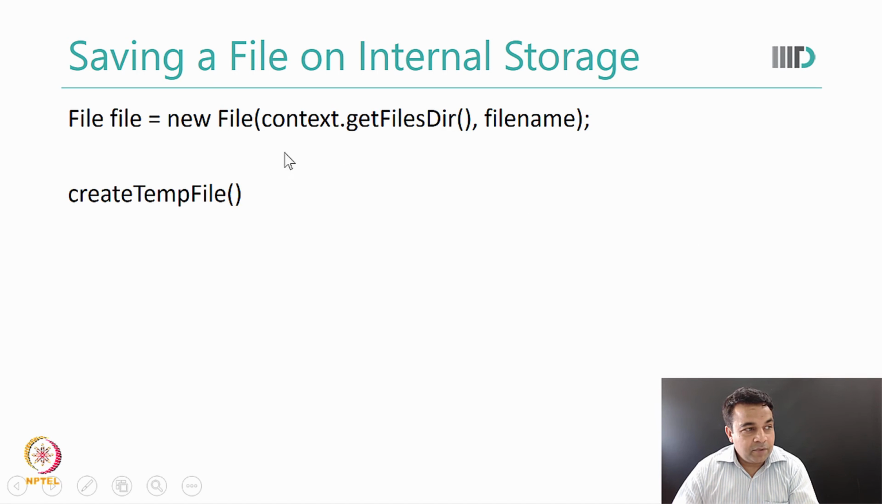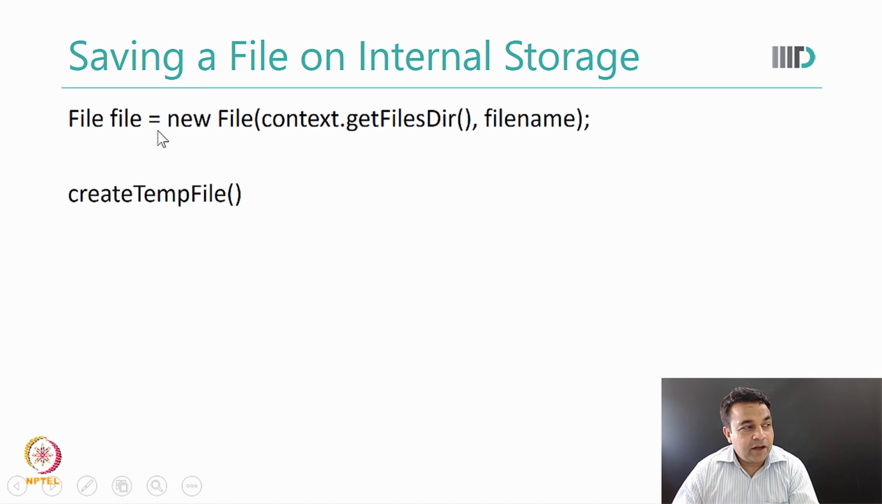Here is a very simple example. One good part of Android programming is that it is very similar to Java programming, as you have already seen. So just like in Java, once you get a file object, you can write to the file in multiple ways. Similarly, in Android, once you get a file object, you can write to the file in multiple ways.